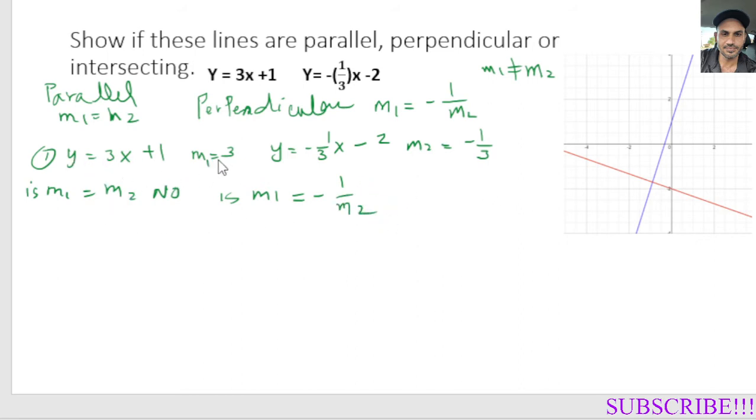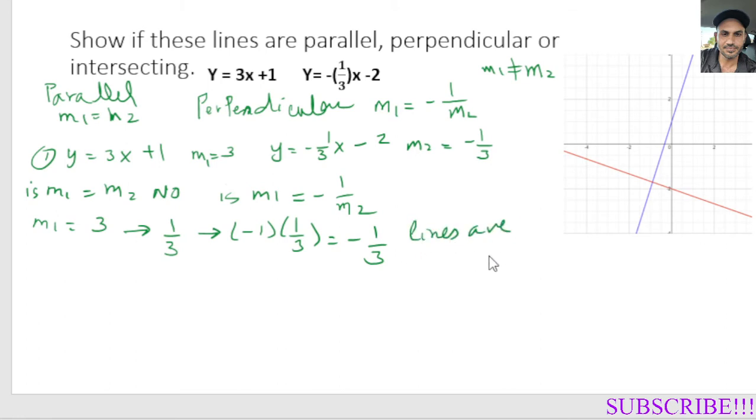So we take m1, which is 3 right here. m1 equals 3. And we take the reciprocal of that, which becomes 1/3. And then we take the negative of that, which is negative 1 times 1/3. It becomes negative 1/3. Okay, so the negative reciprocal of 3 is negative 1/3. So yes, m1 and m2 are negative reciprocals, so the lines are perpendicular.